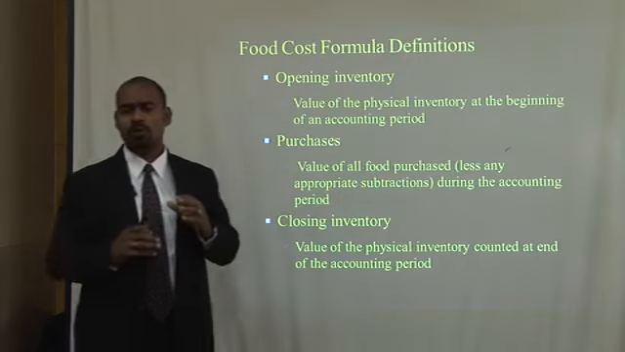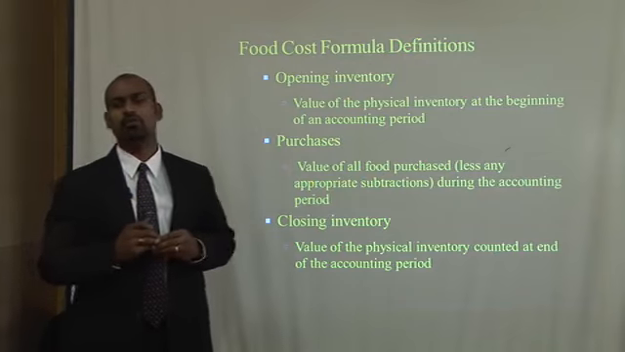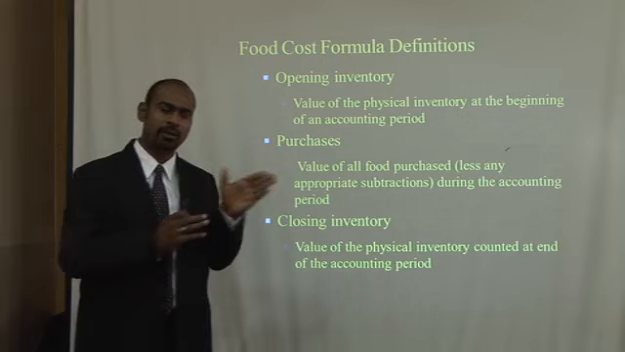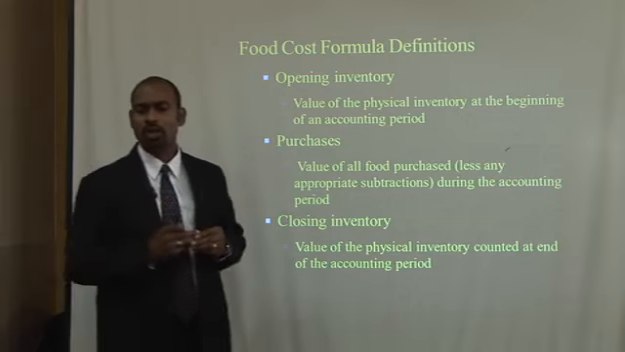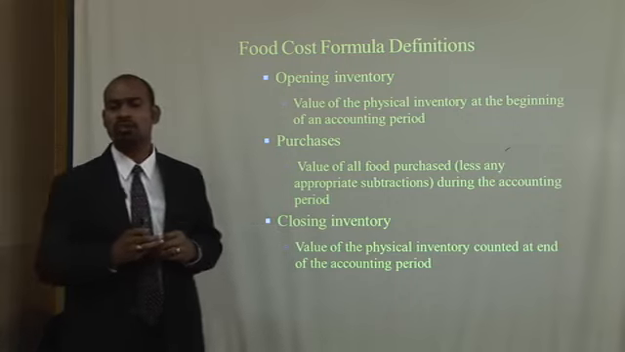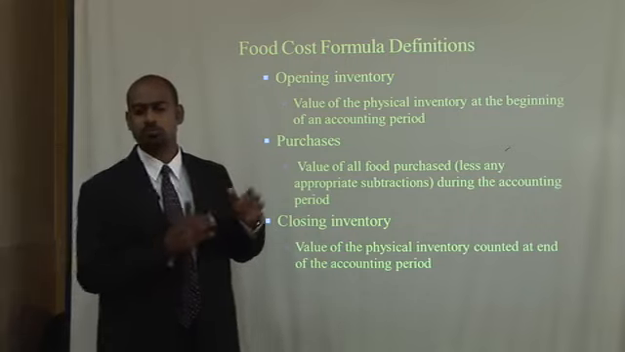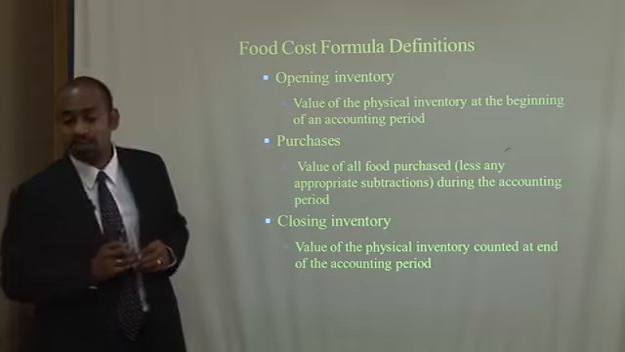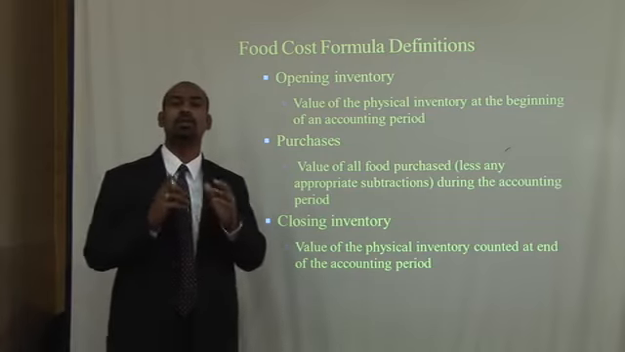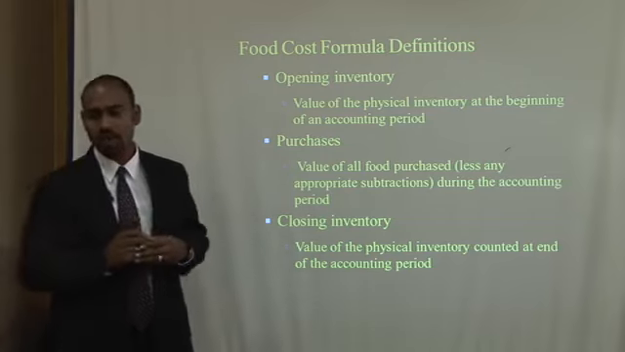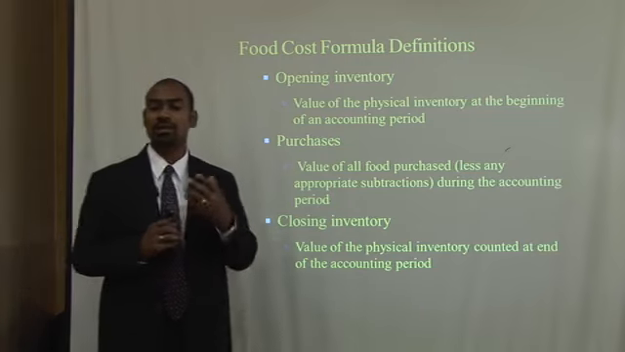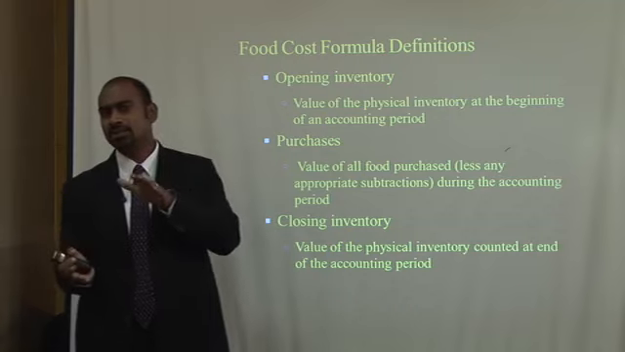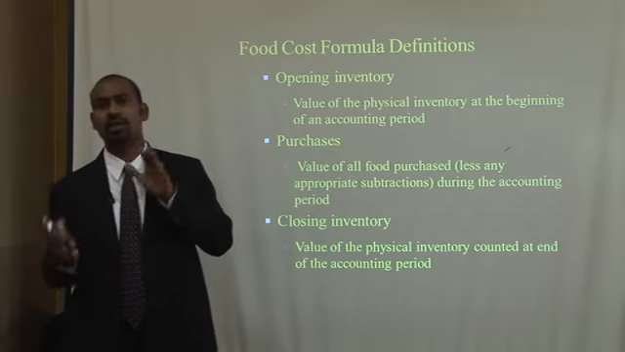Now, the food cost formula definition. Opening inventory, which we have spoken of, I want to explain in a free manner: the value of the physical inventory at the beginning of the accounting period. Purchases: the value of all food purchased less any appropriate subtractions during the accounting period. And closing inventory: the value of the physical inventory counted at the end of the accounting period. I want to explain because this is the typical point for the inventory.